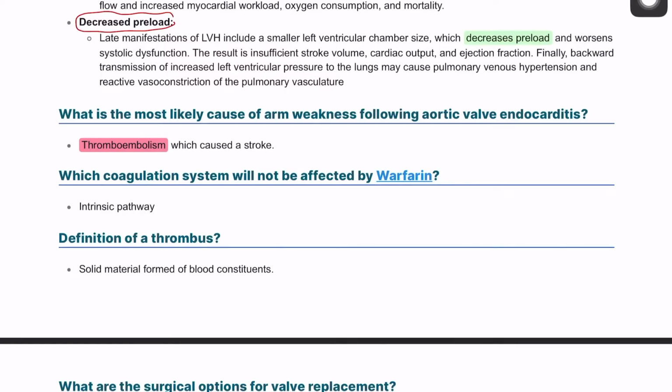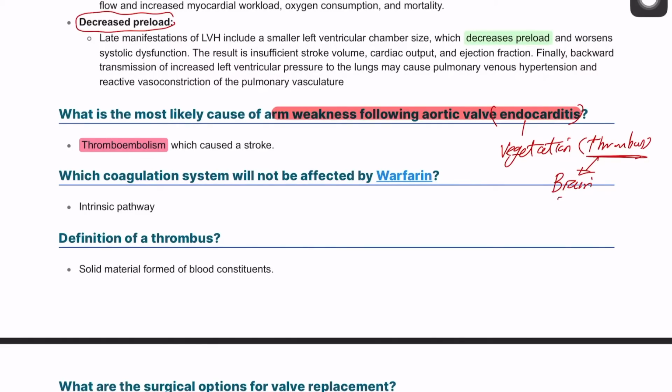The most likely cause of arm weakness is aortic valve endocarditis. In endocarditis, you will have lots of vegetations on the valve. These vegetations are exactly like a thrombus, and these thrombi might start to travel as emboli anywhere. If it went to the brain, it will lead to a stroke and can lead to arm weakness. So arm weakness is mostly due to a cerebrovascular stroke.